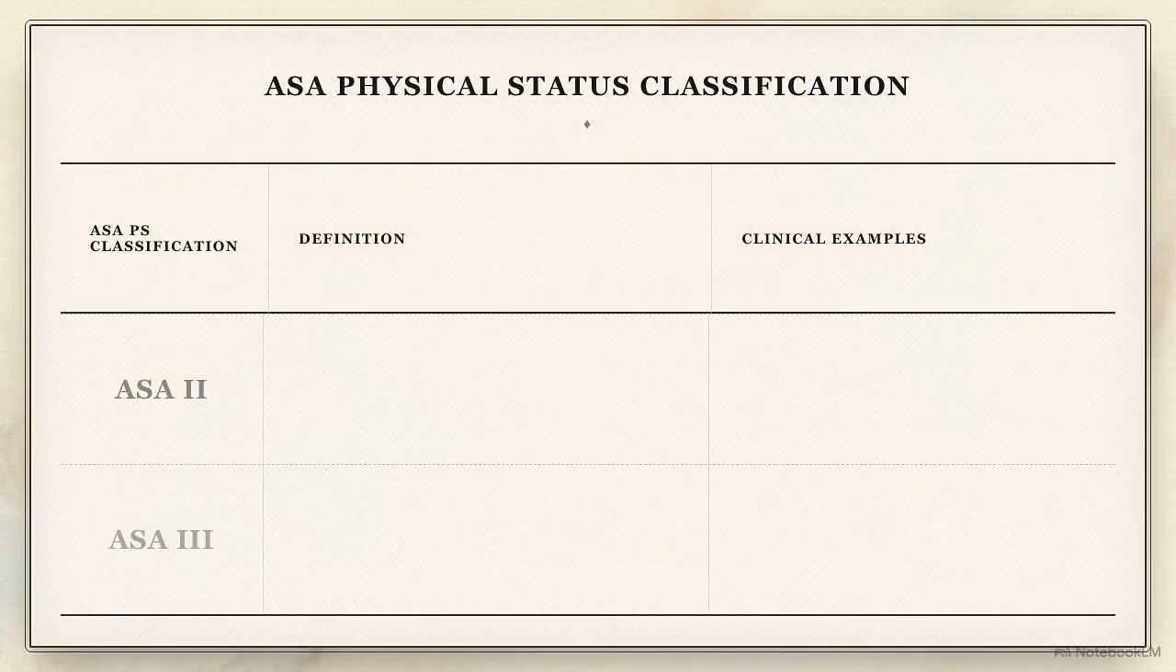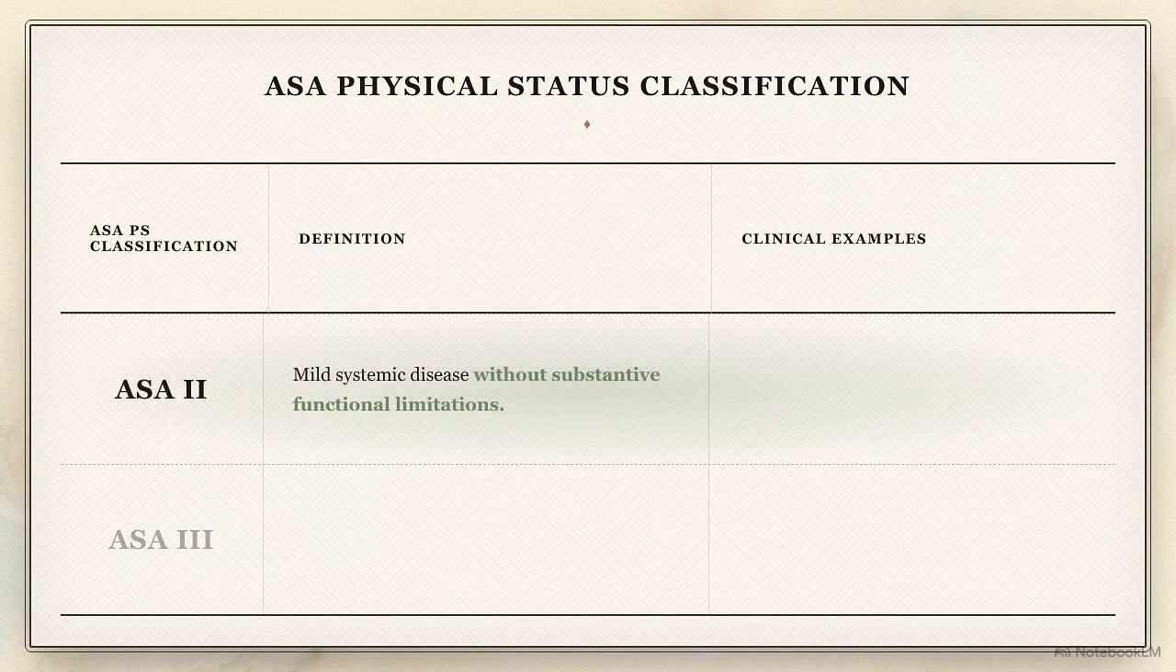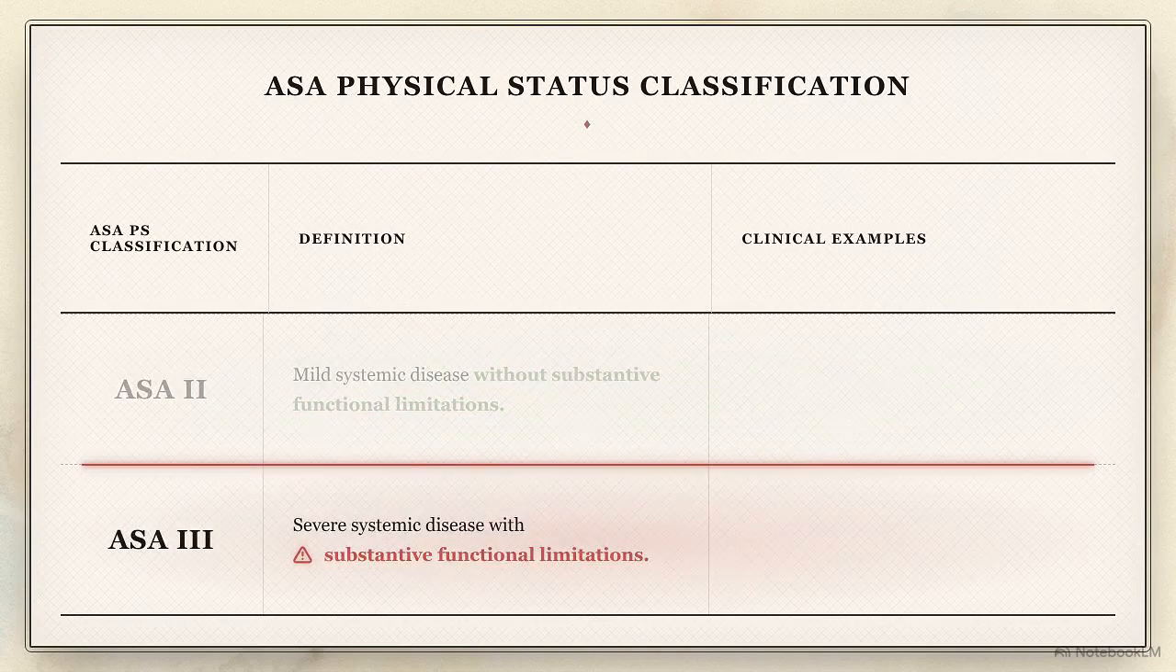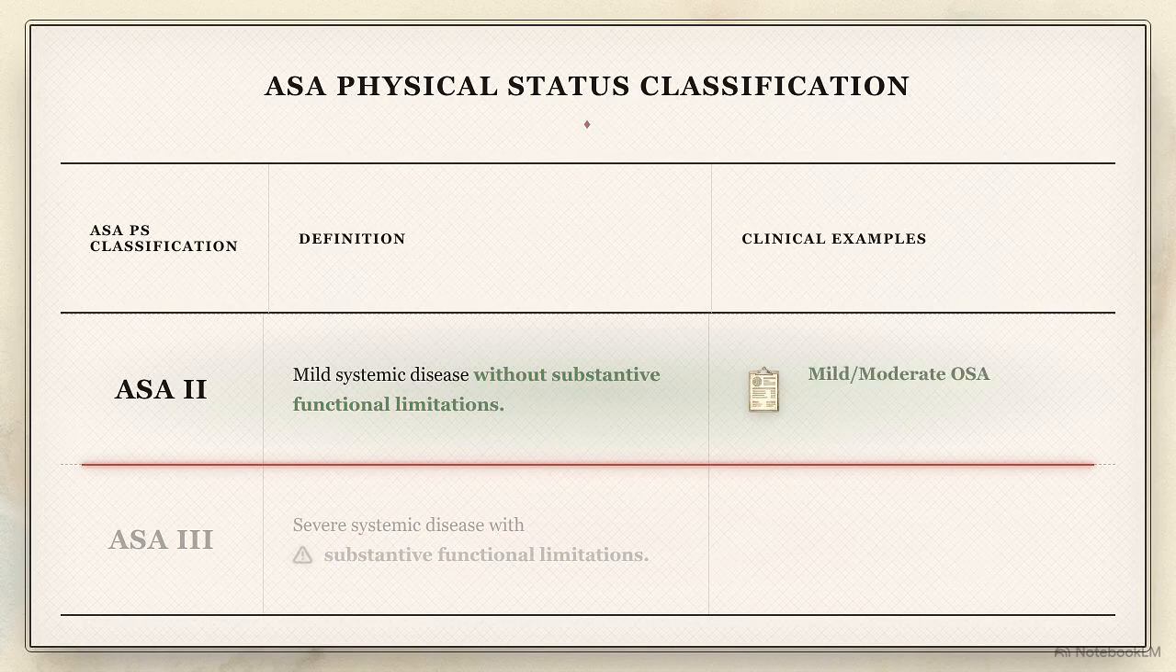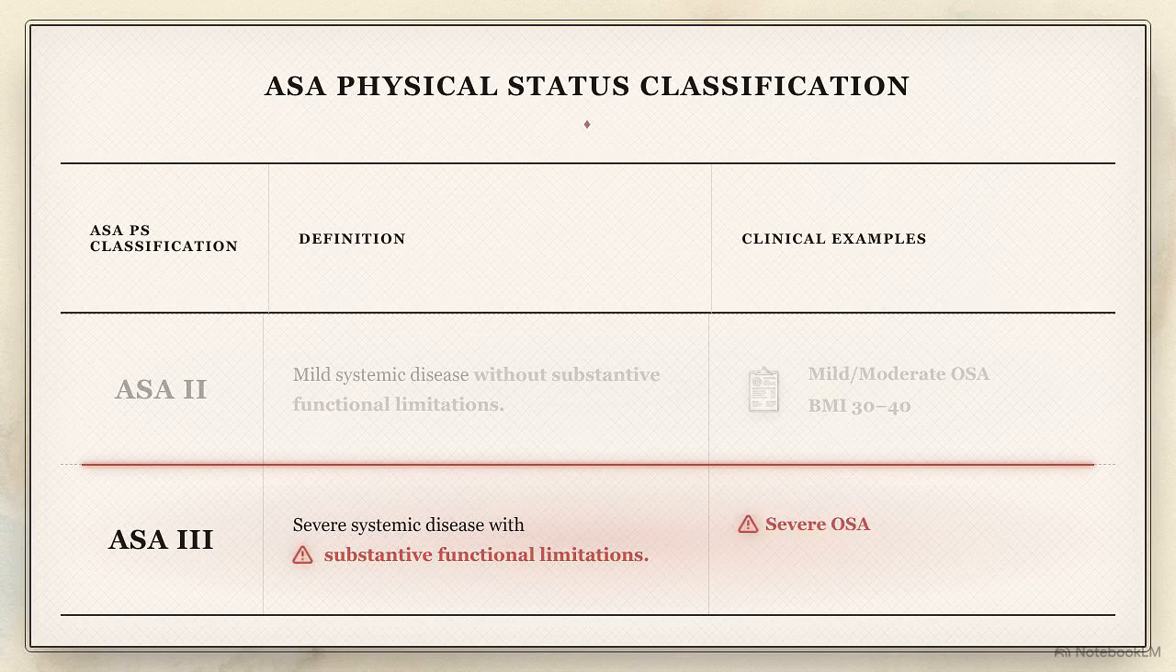This table outlines the ASA framework. To understand where surgical risk accelerates, we need to analyze the precise clinical threshold separating Class 2 and Class 3. An ASA 2 assignment indicates a patient presenting with mild systemic disease, without substantive functional limitations. An escalation to ASA 3 requires a severe systemic disease, accompanied by substantive functional limitations.